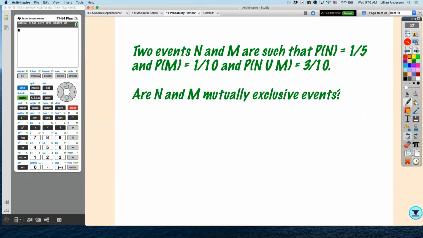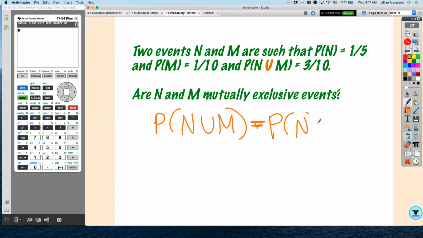Back to online, this one's y'all's. I have two events, M and N, such that the probability of N is 1/5, probability of M is 1/10, and the probability of N union M is 3/10. Are these two events mutually exclusive? All right, Kendall, go ahead. They aren't mutually exclusive because the union doesn't equal the sum. Exactly. Remember, to be mutually exclusive, the union should equal the sum between the two.